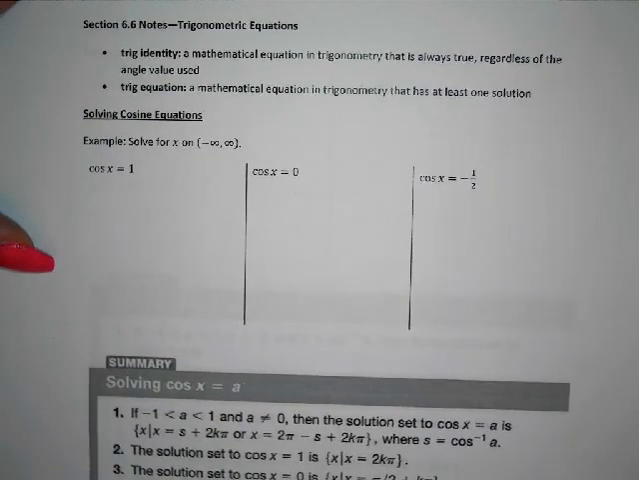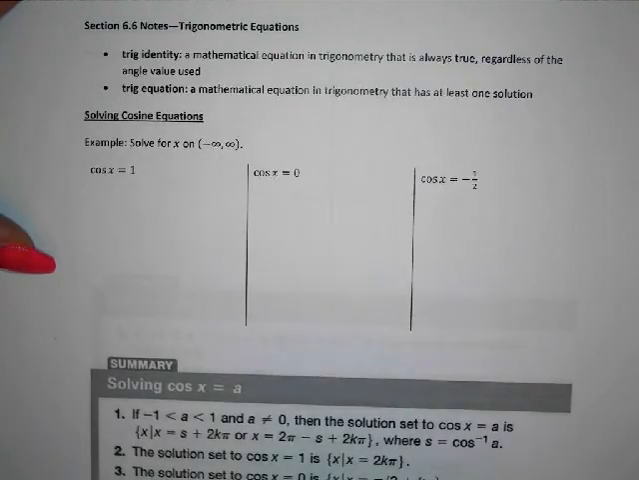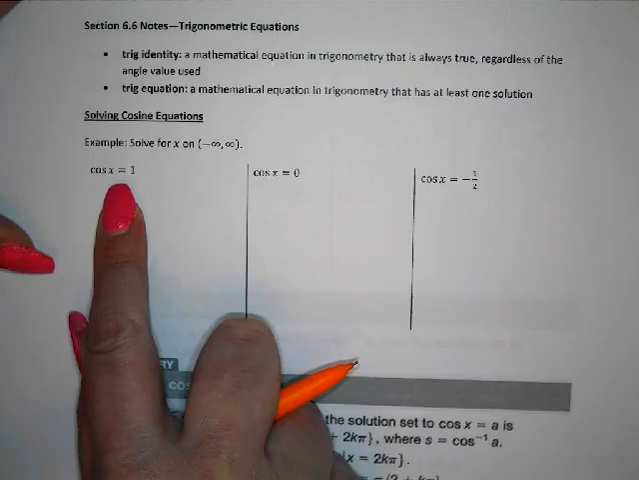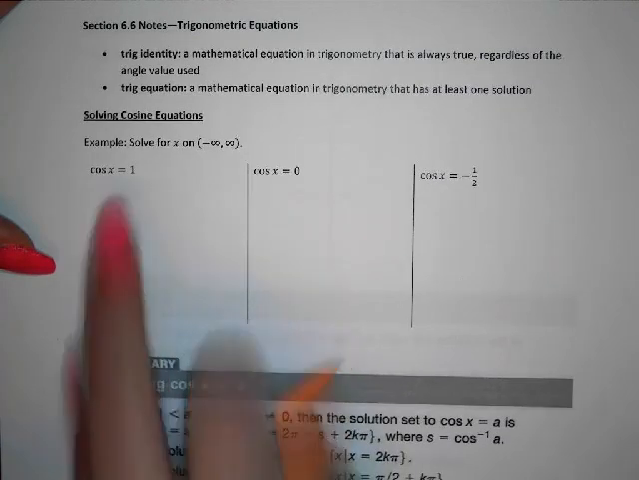This video is on section 6.6 notes, solving trigonometric equations. So we've gone through all the trig identities and how to use those identities to evaluate problems and use those identities in proofs. And now we're transitioning a little bit and we're actually going to solve trig equations that have specific answers.